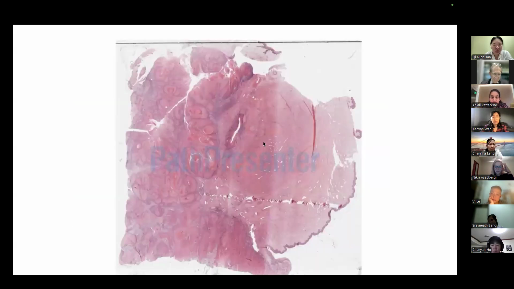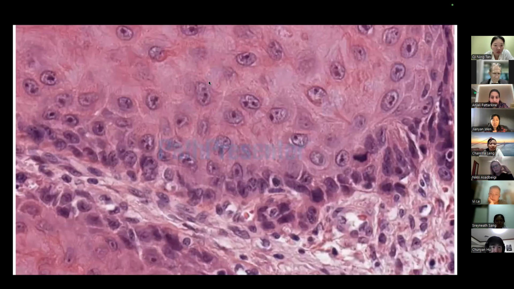This is the microscopy in low resolution. As you can see, it has two components, one exophytic growth and one endophytic growth. The exophytic growth is well circumscribed, and the endophytic growth has pushing borders here. These are the cells in 40x high resolution.